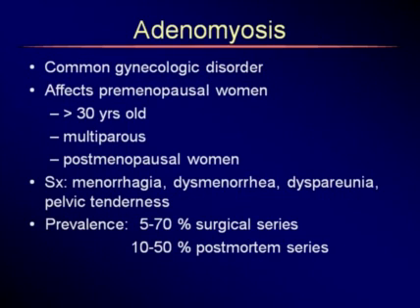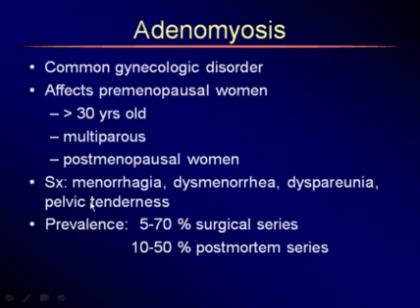A major area of abnormality in the uterus is adenomyosis. So I'd like to address this at this time. This is a common gynecologic disorder that affects premenopausal women. Usually these women are over 30 years of age. They've had pregnancies. Sometimes they're postmenopausal women.